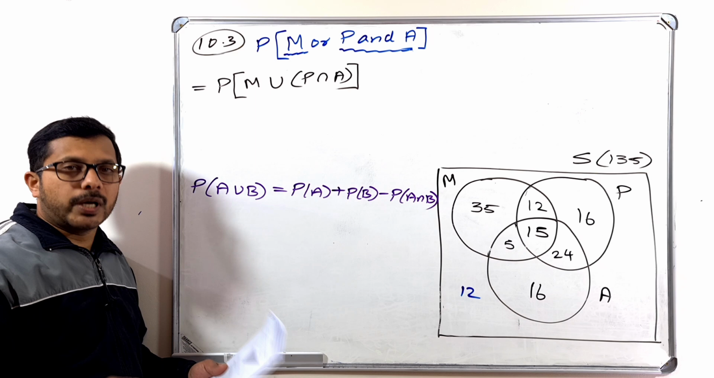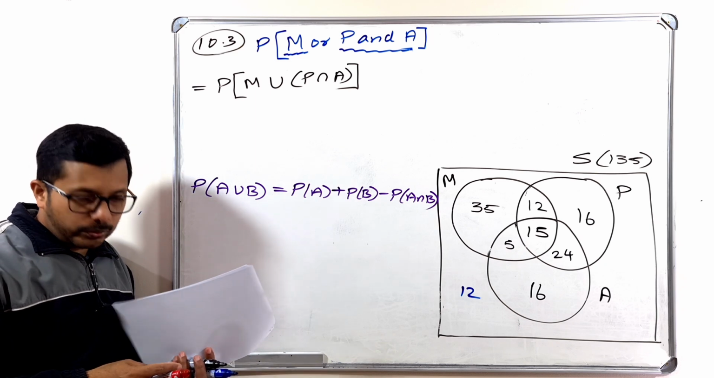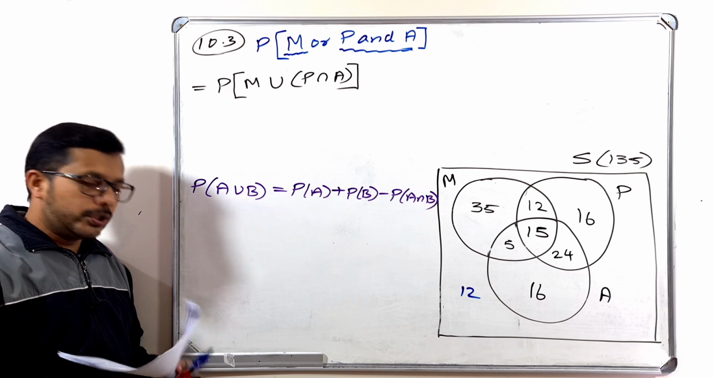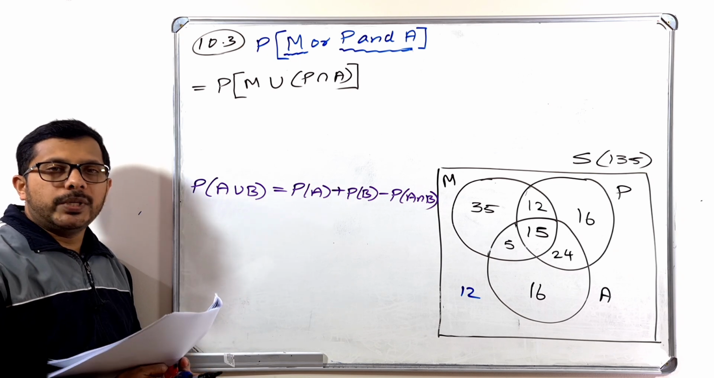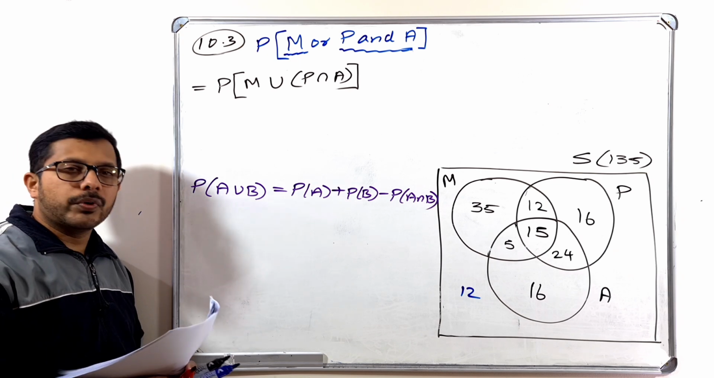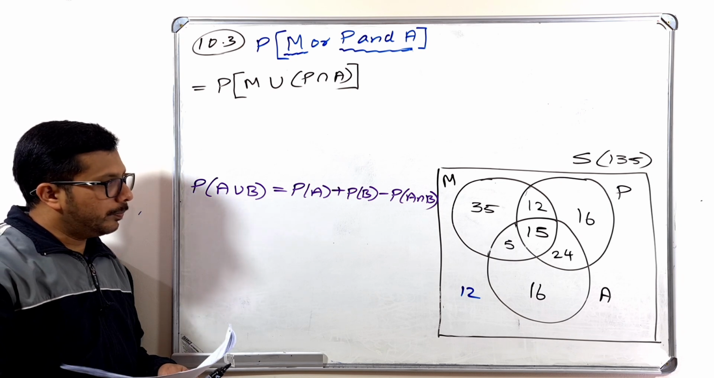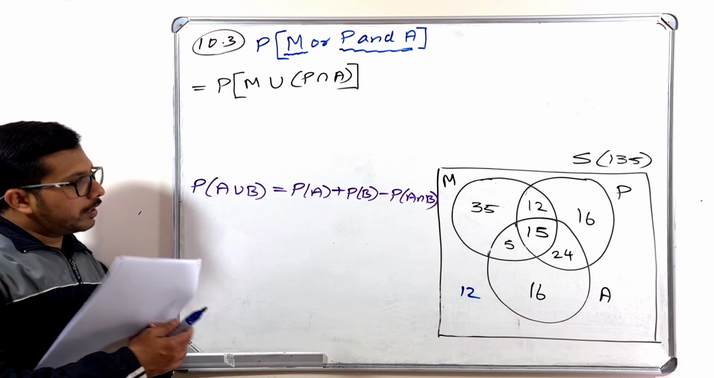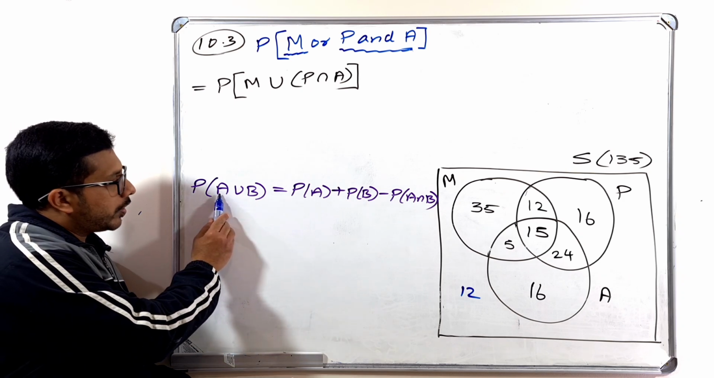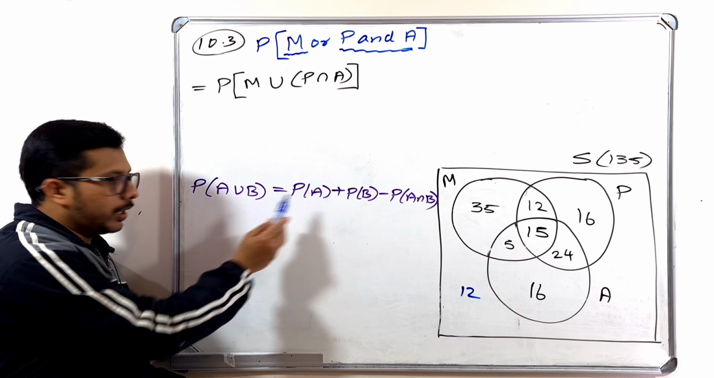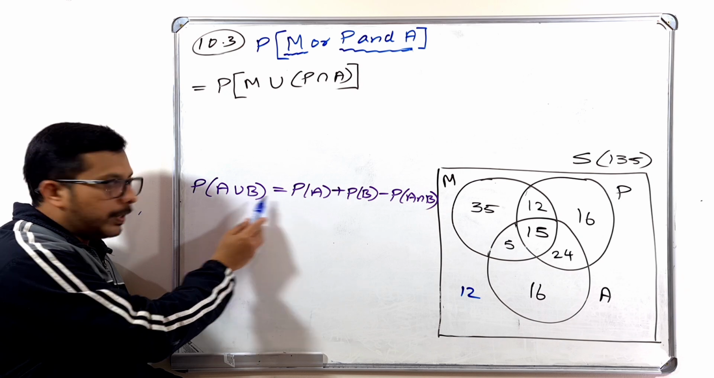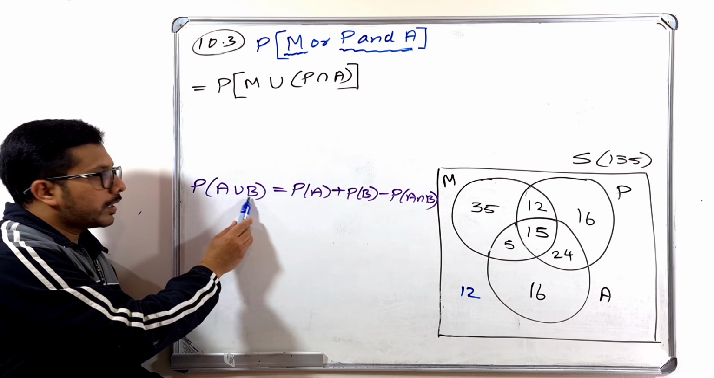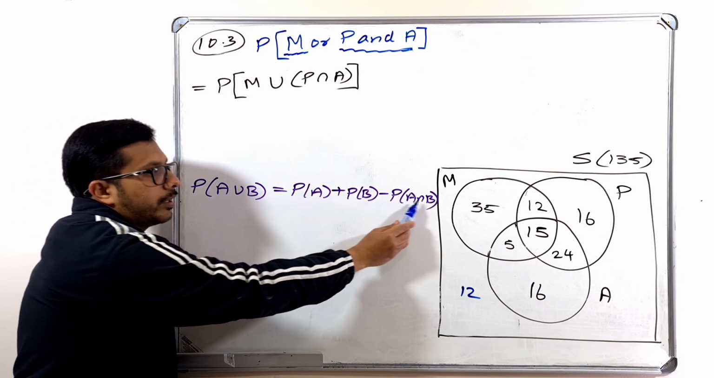You have to learn this rule by heart. It's a very important rule. So the probability of A union B is equal to the probability of A plus the probability of B minus the probability of A intersection B. Here you have to understand where the terms are: first the probability of A, plus second the probability of B, minus the probability of the intersection of these two terms, A intersection B.